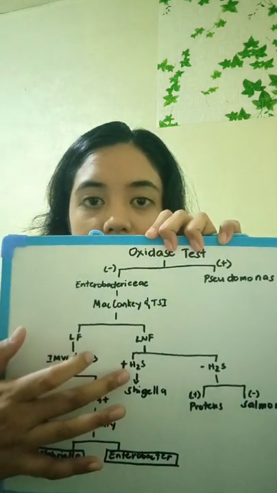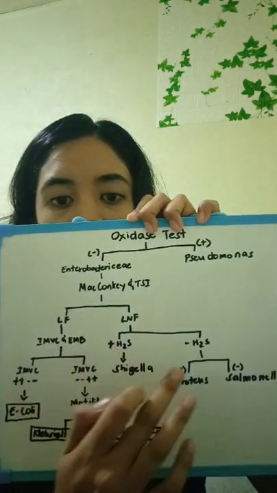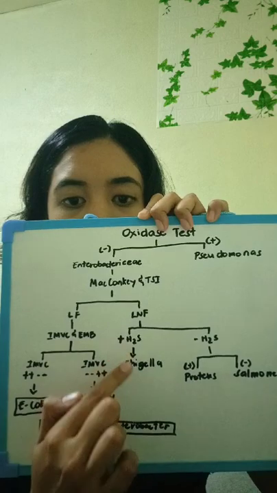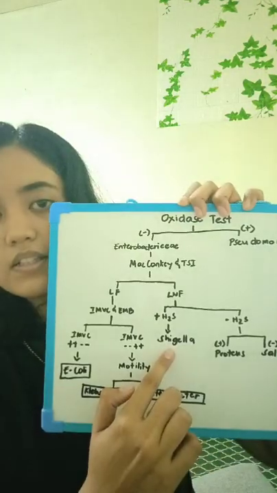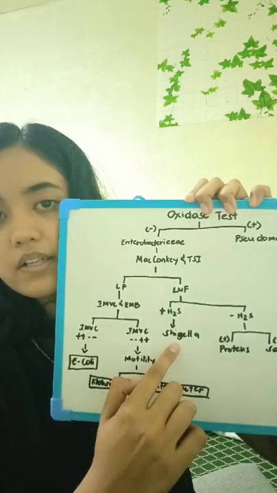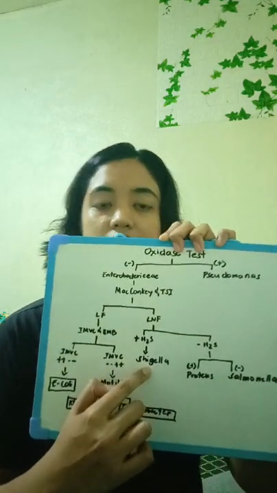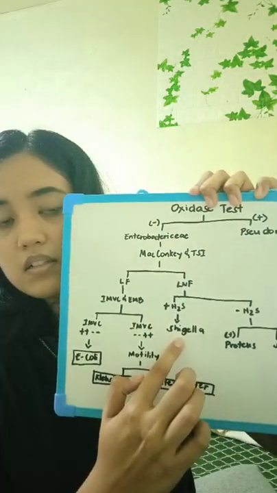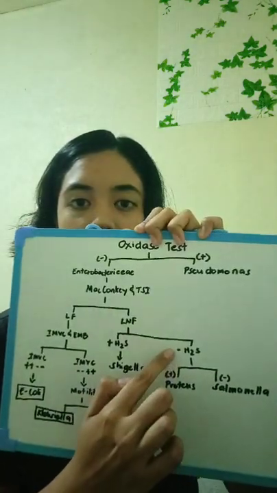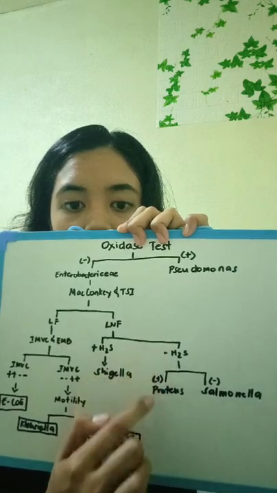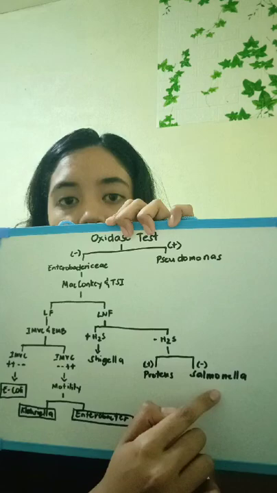As you can see, the hydrogen sulfide test has a positive and negative result. Shigella is the bacteria that reacts to the negative test. This bacteria does not produce hydrogen sulfide gas, in which the resulting colonies will be colorless. For the positive test, Proteus and Salmonella are the bacteria that react.